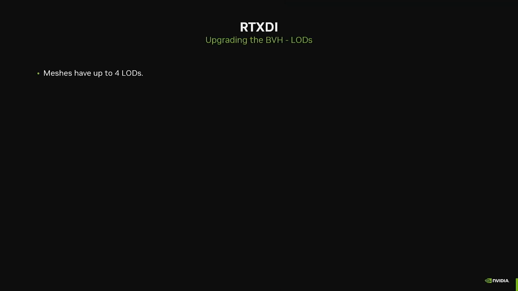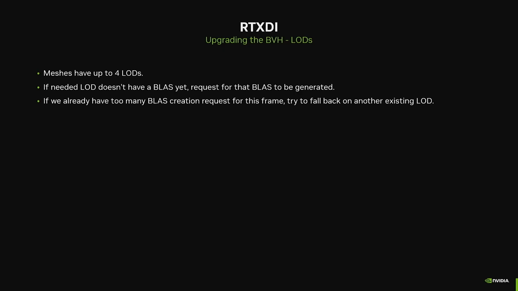So for our LODs, in Snowdrop, our meshes can have up to 4 LODs. So at every frame, each instance of those meshes can have any of those 4 LODs. If the needed LOD for the current mesh doesn't have a BLAS yet, we simply request the BLAS to be generated. And if we already have too many BLAS requests, so max 200 per frame, this frame we will simply fall back to another existing LOD that we have, and if we don't have another LOD existing yet, we simply won't be adding that instance to the BVH this frame, but we will try again next frame.